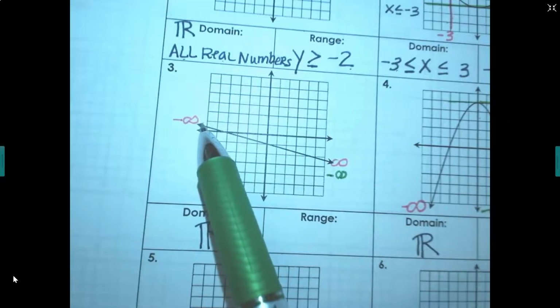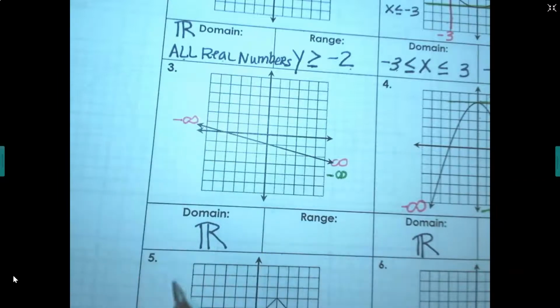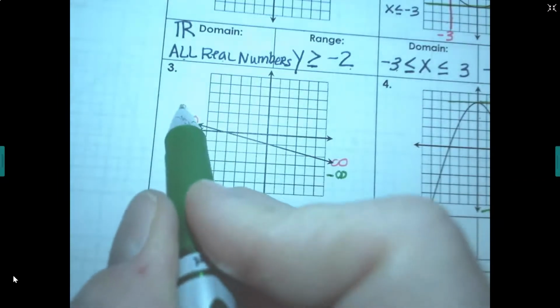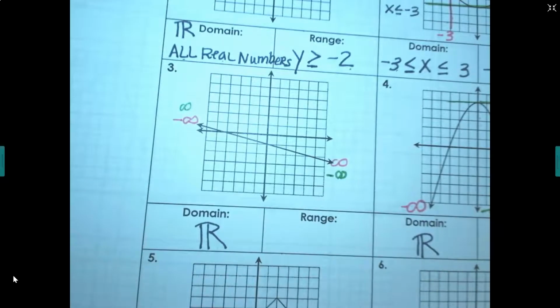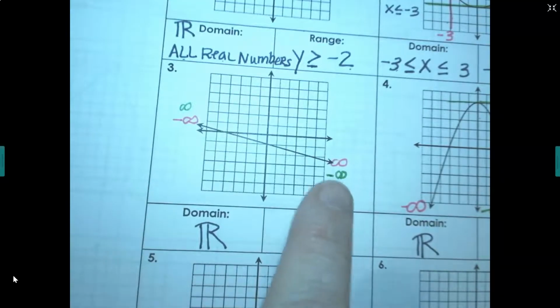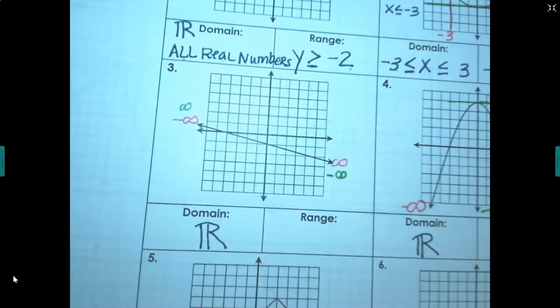On this side over here, we also have an arrow, which means it's going to an infinity, but what infinity is it going to? Well, the y values, it's going up for y values, and y values going up go to positive infinity. So we have another situation where we have negative infinity and positive infinity. So in this case, our range is also all real numbers.